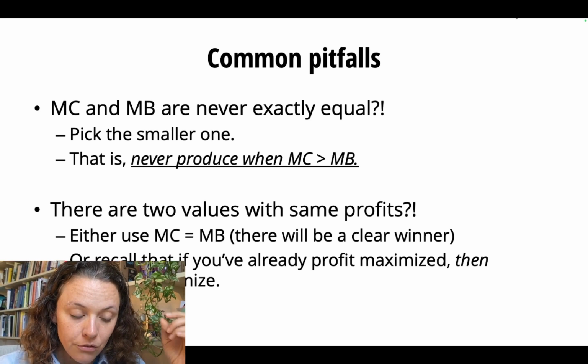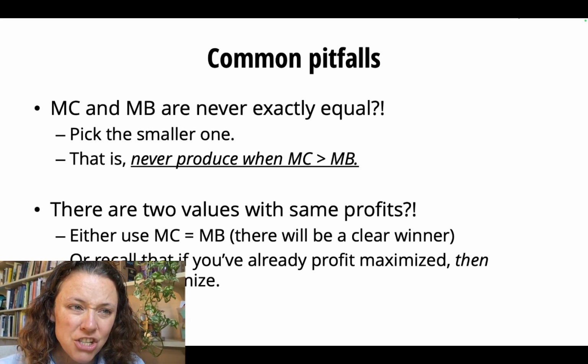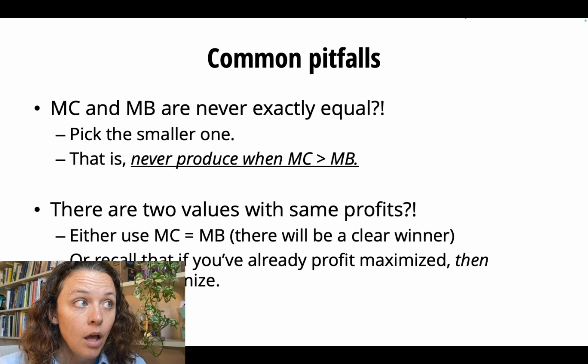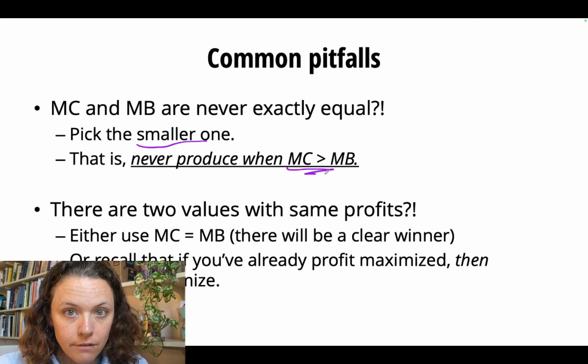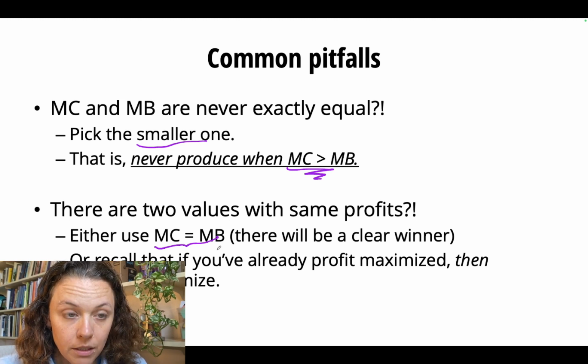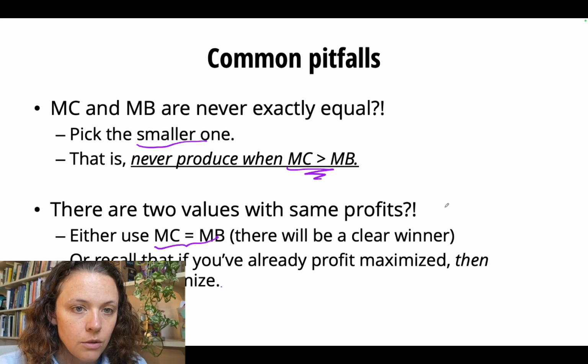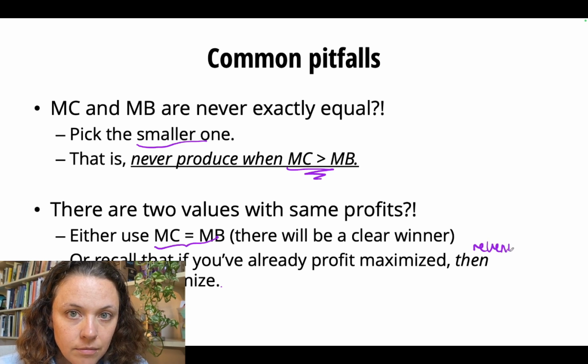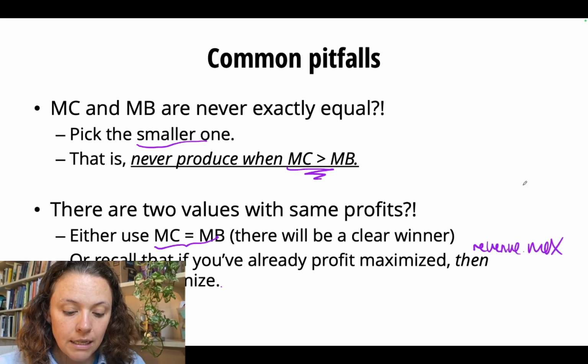Again, just to highlight a few pitfalls or potential complications that have come up. If they're never exactly equal, then go down 1 unit, but never ever produce when the marginal cost is greater than the marginal benefit. So you may get really close, but never go over. And then if there are two values with the same profits, you can either use our standard, set the marginal cost equal to marginal benefit, and there'll be a clear winner. This is what happened in the previous examples. But then if you've already profit maximized, then pick the biggest amount in order to, you can't see this here, revenue maximize. And that will also get you to the right answer.